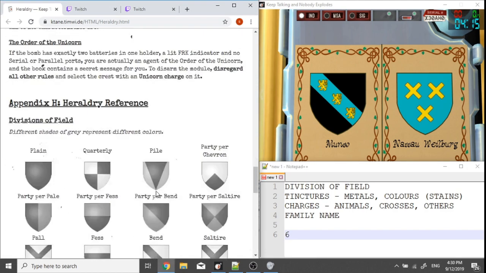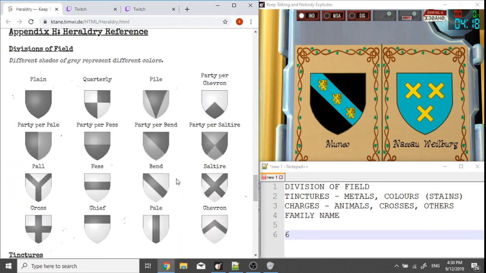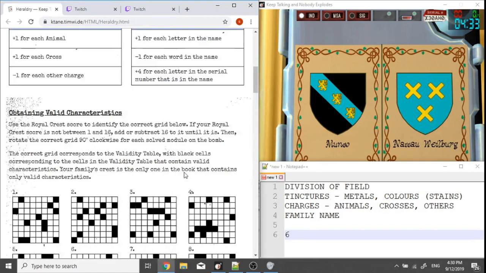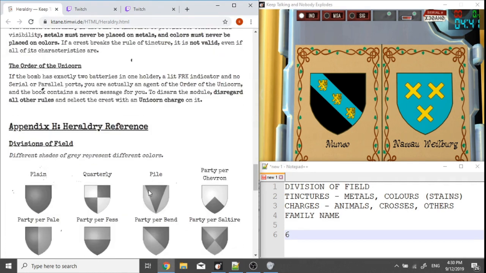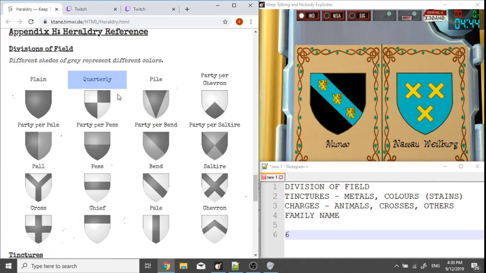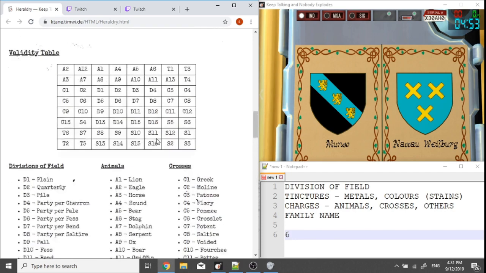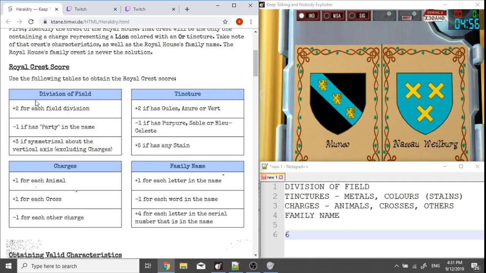Minus 1 if there's party in the name. So we'd have to go to division of field and see what its name is. It's a bend. It does not have party in its name. For example, these crests here all have party in their name. Plus 3 if it's symmetric about the vertical axis. So if we drew a line, it is not symmetric. One thing to note though is this crest here, quarterly, is not symmetric, and that's because the shading does matter. So we have 6 for field divisions.